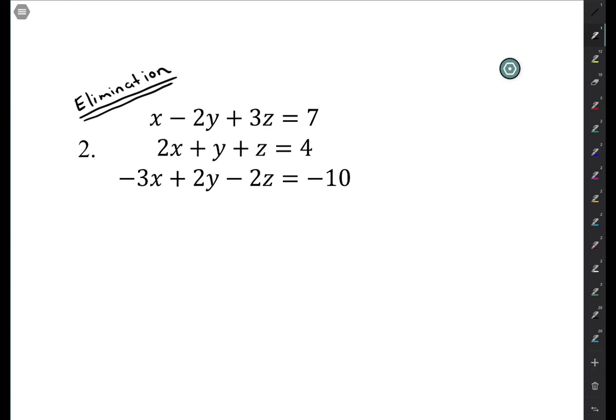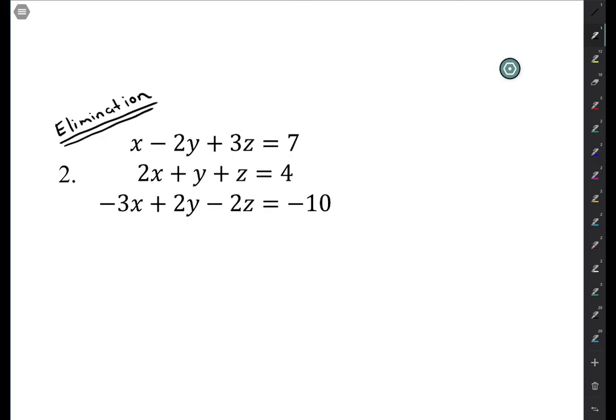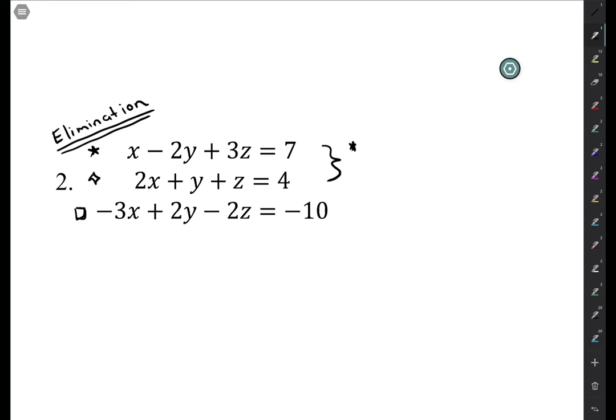Elimination is a little more work on the front, but less work later on, whereas substitution is kind of the opposite. So when I look at these, again, let's label them. This will be star, this will be diamond, and that will be square. I want to think, what is the easiest variable to eliminate between star and diamond? I'll say, let's eliminate the y's.